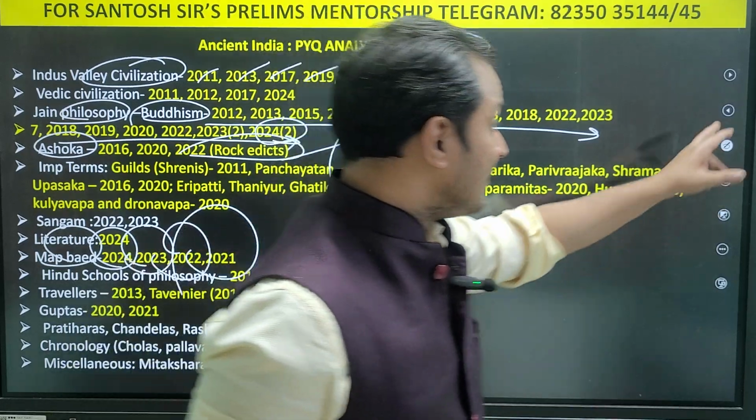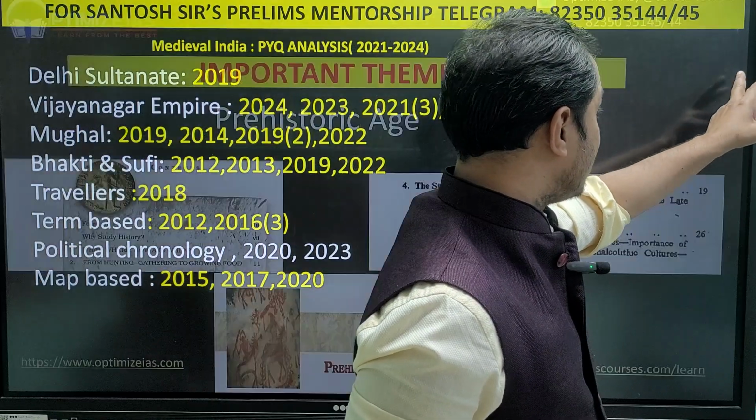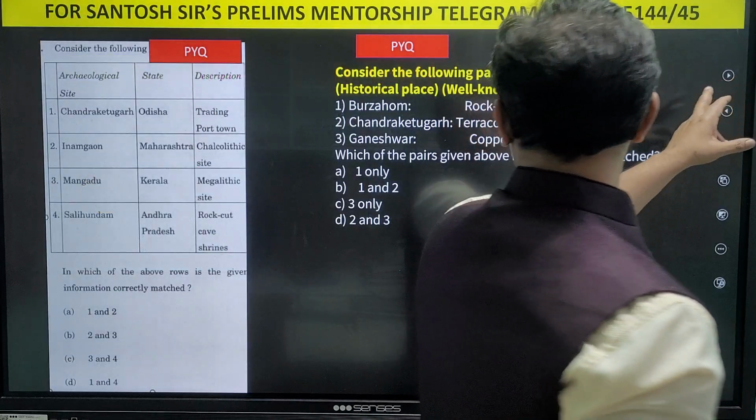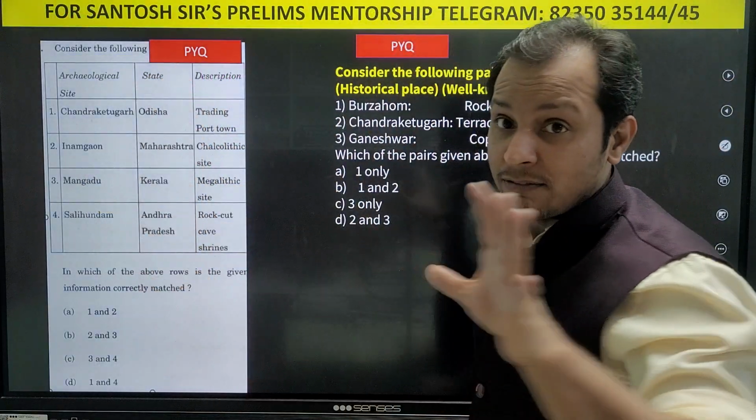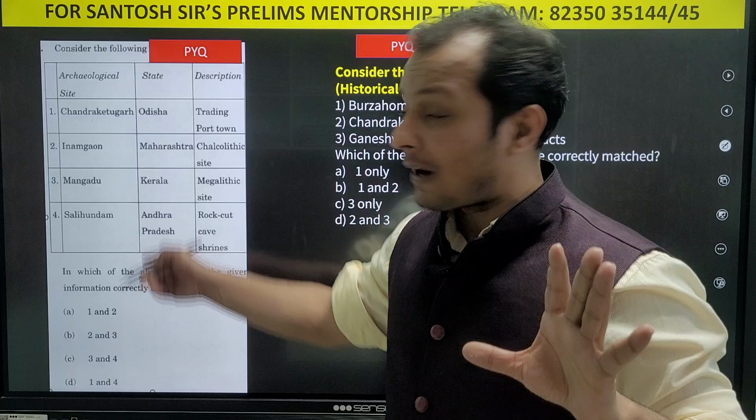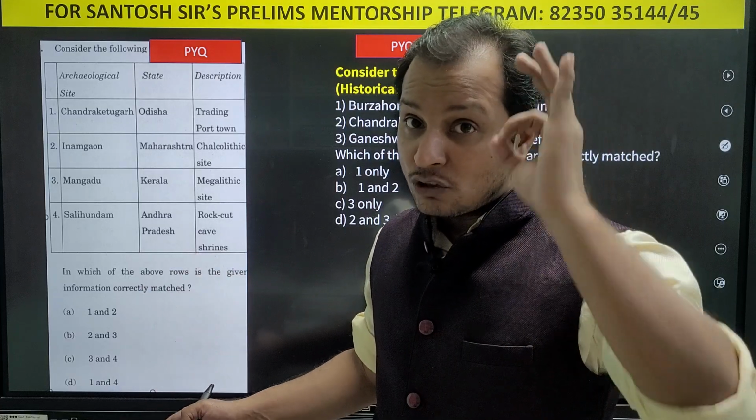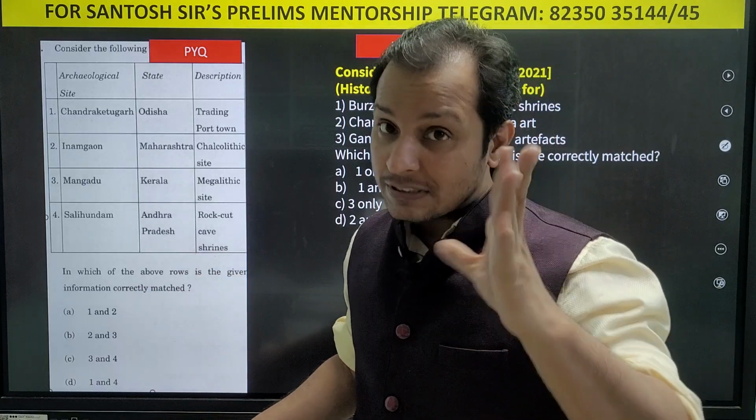framed questions in this new pattern. You can see this new pattern which UPSC is asking. I have framed 25 to 30 expected questions on this pattern. I am expecting this pattern to get repeated in the 2025 prelims exam also.